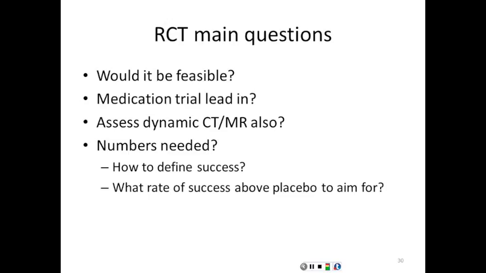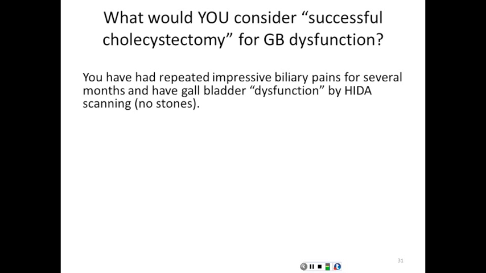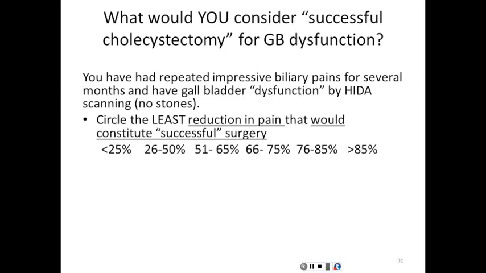Obviously, theoretically, if the gallbladder is the problem, you remove it, that should get rid of the problem, right? But we all know that's not quite the way it is. And so we've been asking people questions, and I'm asking you this question because I've got a little handout that I'm going to spread around for you to actually fill in if you wouldn't mind. So just imagine that you have been having impressive biliary pains, maybe some of you have, and that you've had a scan which suggests that the ejection fraction is inadequate and you don't have stones. The question is, what's the least reduction in pain that you would accept as success? Obviously, everyone would hope to be 100%, but what would be the least? So where should we put the success threshold for surgery?